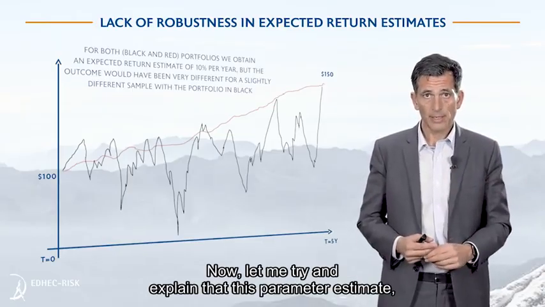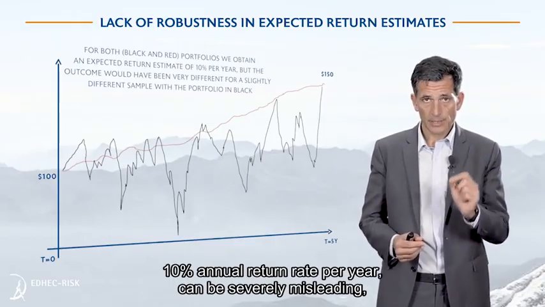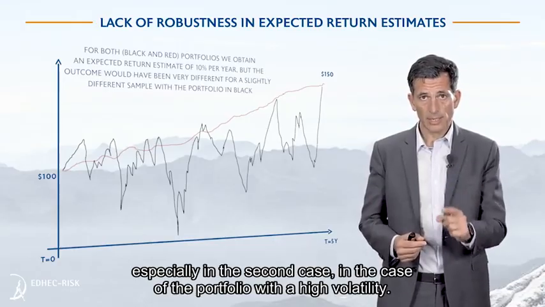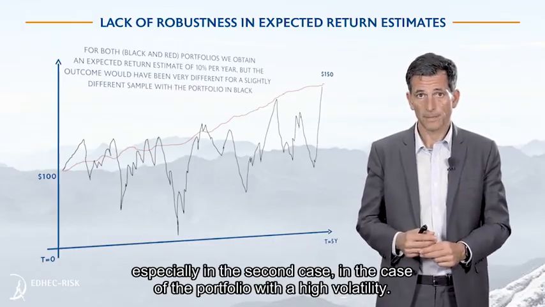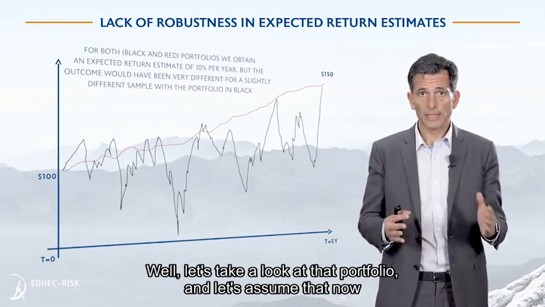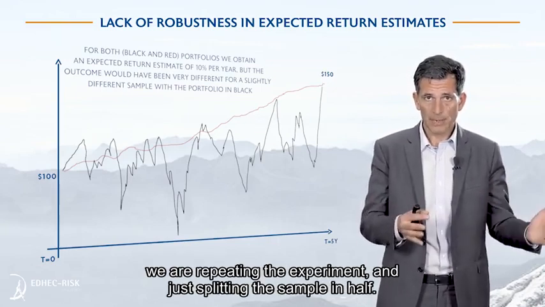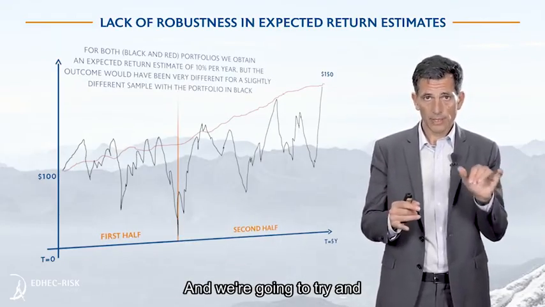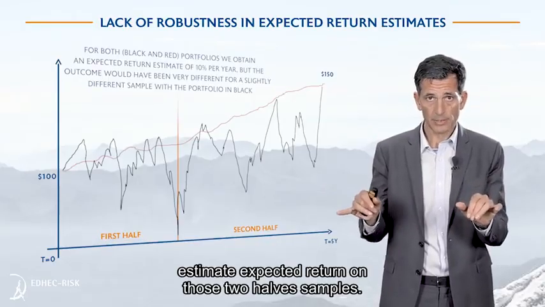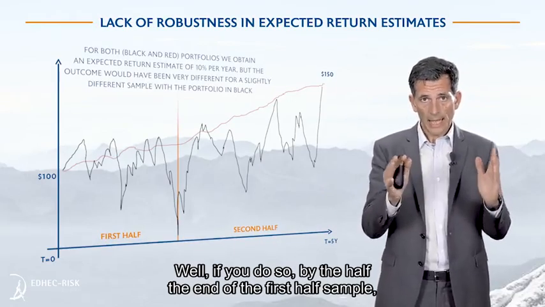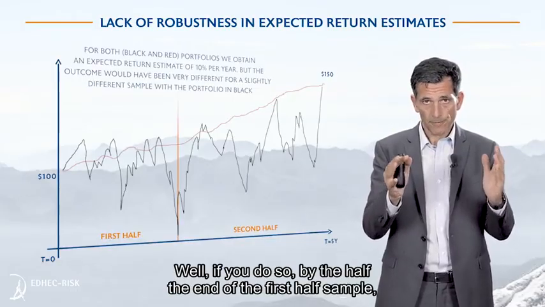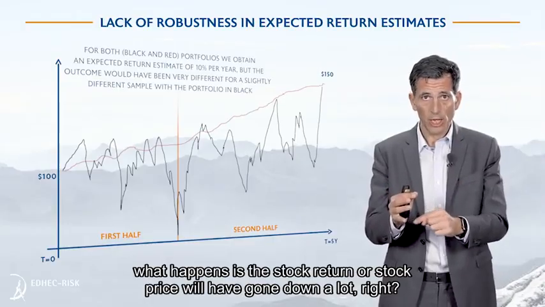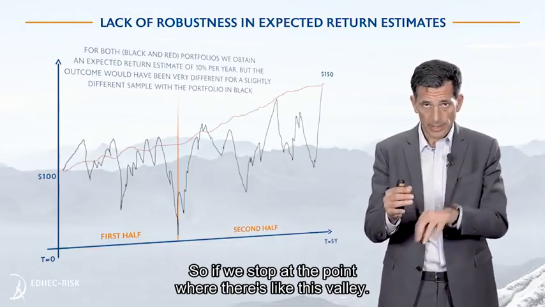Now, let me try and explain that this parameter estimate of 10% annual return can be severely misleading, especially in the case of the portfolio with a high volatility. Well, let's take a look at that portfolio, and let's assume that now we are repeating the experiment and just splitting the sample in half. And we're going to try and estimate expected return on those two half samples. If you do so, by the end of the first half sample, the stock price will have gone down a lot, right? So if we stop at the point where there's this valley.